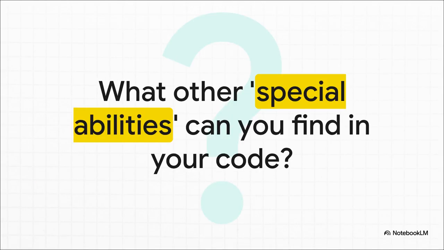So I'm going to leave you with a challenge. As you're writing your own code or looking at examples, keep an eye out for that dot. Hunt for it. Now that you know what to look for, what other secret abilities can you find? What other methods are just waiting to be discovered? Go on, find out what your objects can really do.